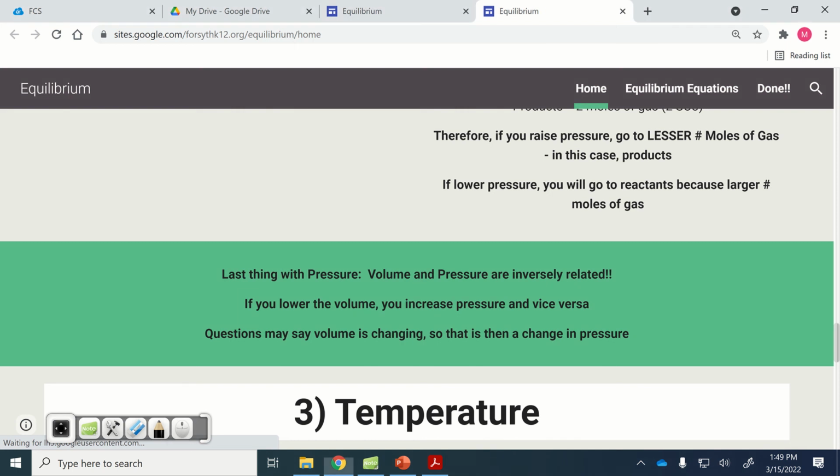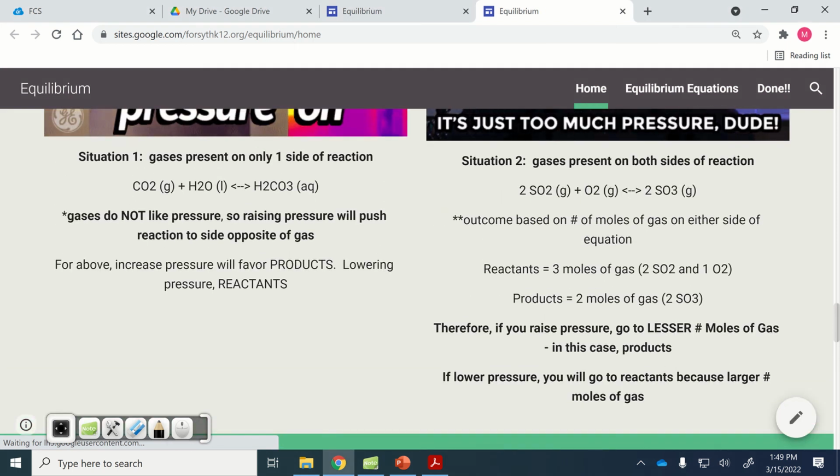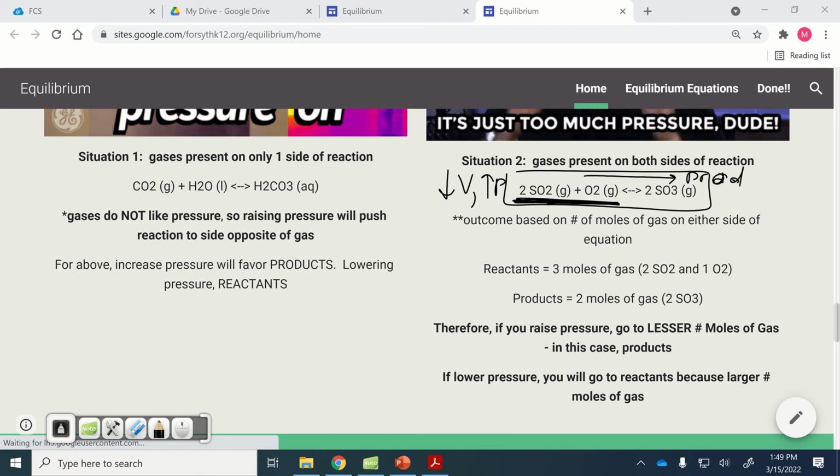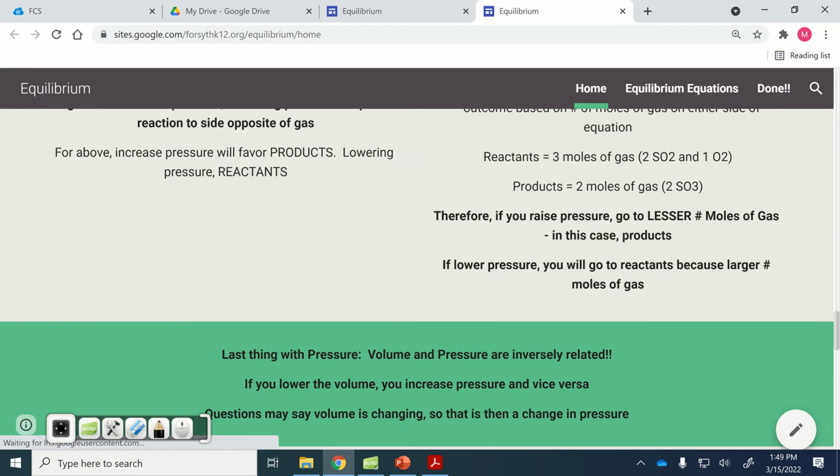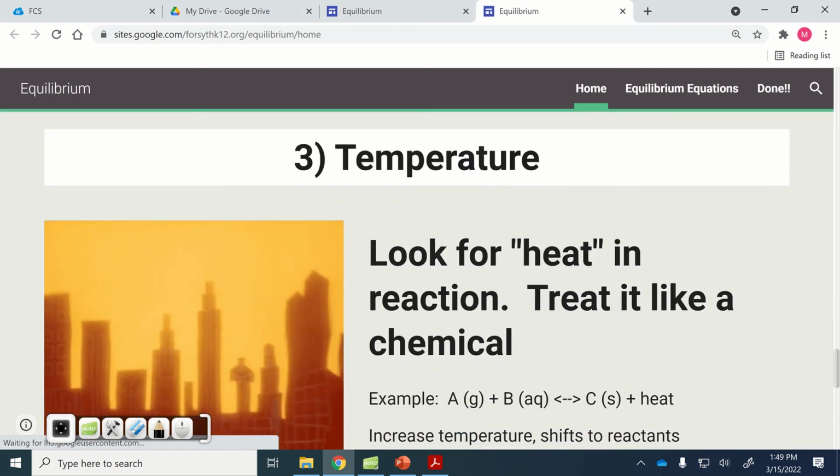If I go back up to the one on the right, I'm going to use the tougher one. If I decrease the volume of the space in which this reaction is taking place, that means I'm increasing the pressure. And because there are more particles, more moles on the reactant side, and there's higher pressure, I want to move to the product side. So decreasing the volume will increase the amount of products present. All right? So that is the whole thinking behind it, the process behind it. The last one is temperature.